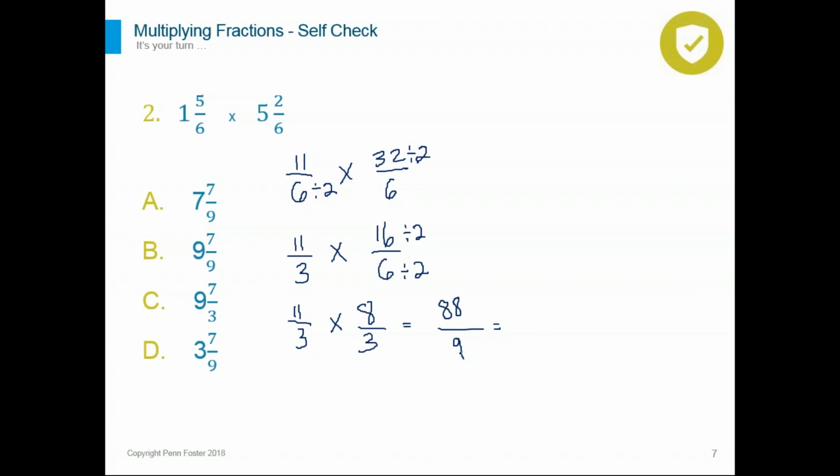How many times does 9 go into 88? I know that 9 times 9 is 81, so it is 9 times. I'm going to keep the original denominator the same, and then I'm going to figure out the remainder. 9 times 9 is 81. 88 minus 81 will give you a 7. So the product for this problem is 9 and 7/9. So B is the right answer.